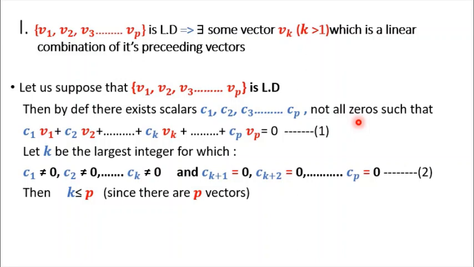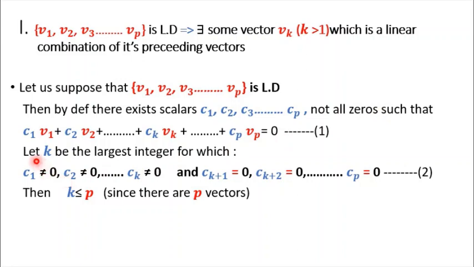A minimum of one should be non-zero, or more than one, or all can also be non-zero. But all should not be zeros, such that their linear combination c1 v1 plus c2 v2 plus and so on plus ck vk plus and so on plus cp vp is equal to 0. This is equation 1. So you have considered scalars and you have written this vector equation. So how are these scalars? Not all zeros. That means some are zeros, some are non-zeros.